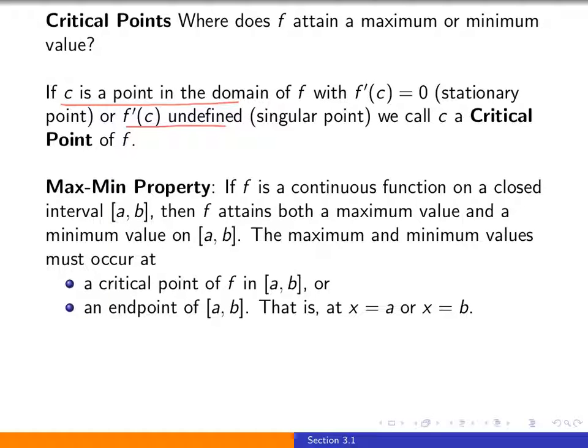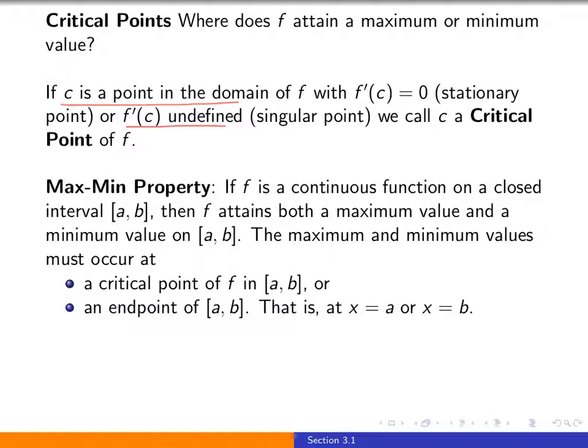And in terms of restating that max-min property, a continuous function on a closed interval is going to attain both a maximum and minimum value on that interval. And furthermore, from the observations that we've made just intuitively and graphically, the maximum and minimum values must occur at one of two types of points: a critical point inside the interval, and it has to be in the interval, or an endpoint of the interval, either a or b.